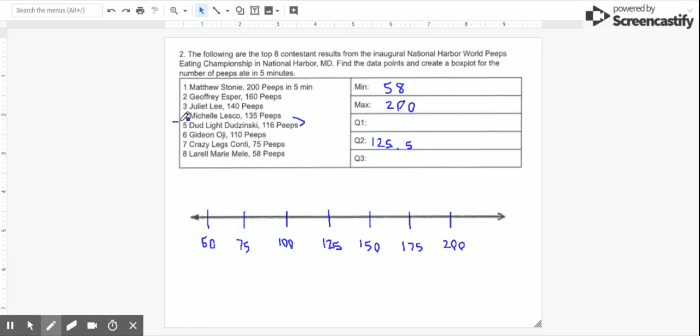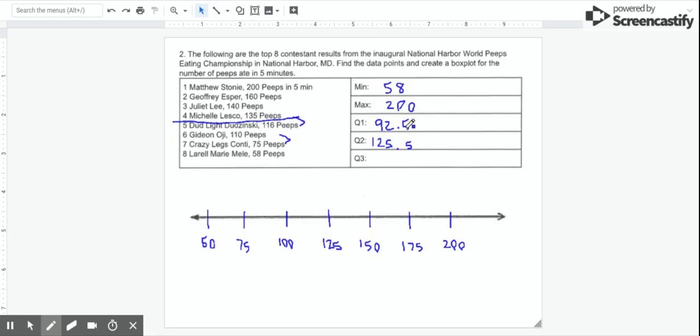And then you've got Q1 being the middle of the first half. Since this is technically the middle, I'm just going to draw a line. The middle is in between these two, Dud and Michelle. So the middle of the first half, from 5 to 8, is going to be these two: Gideon and Crazy Legs, 110 and 75. So 110 plus 75 divided by 2 is 92 and a half, and that's Q1 because it's the middle of the first half.